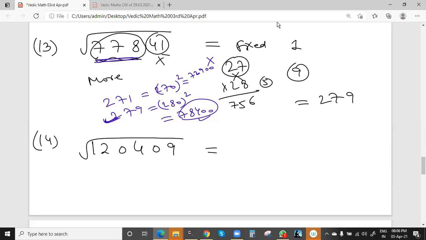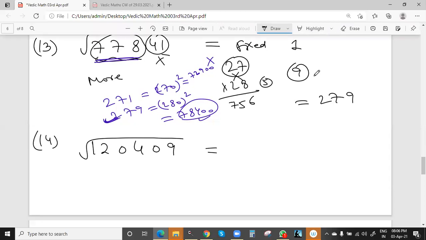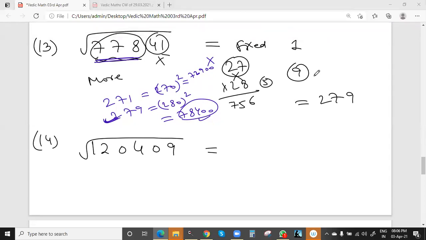120409. You have to find the square root. 347. Okay. Please try this also. 347, right? Diksha, Ananya. Ananya's answer is 347. Tushar, Tanzila, correct. 347 will come.